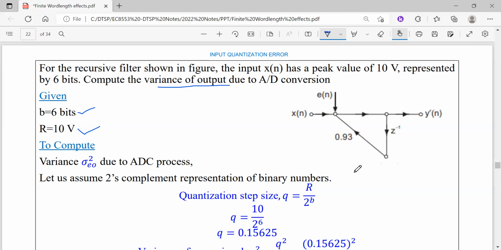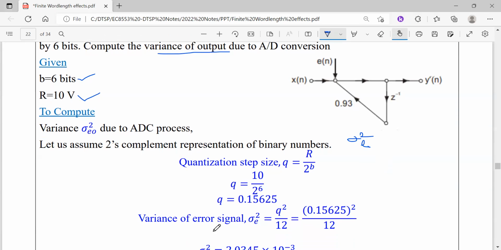This steady state input noise power is given by sigma E square, for which the formula is Q square by 12. So the variance of the error signal at the input is sigma E square. This is what we have to find first. The formula for finding sigma E square, the input variance or steady state noise power at the input, is Q square by 12.